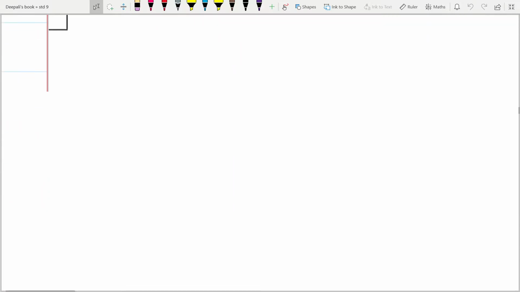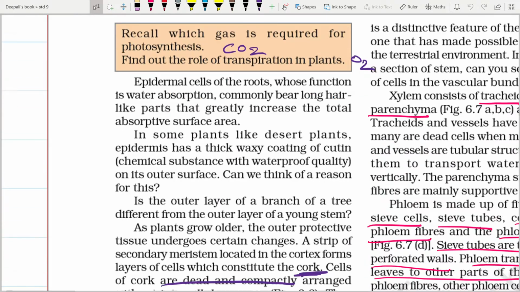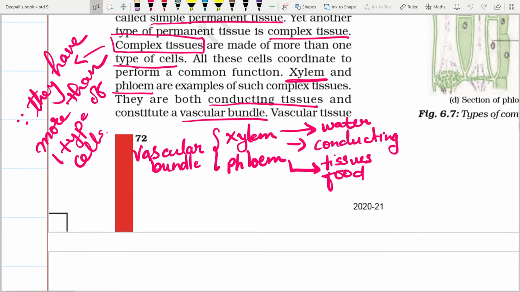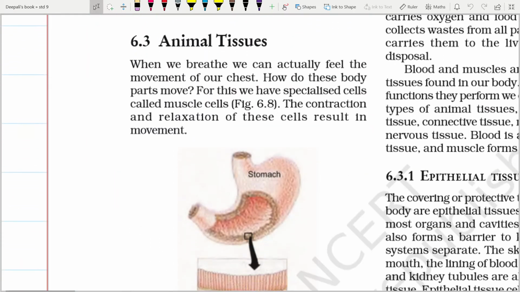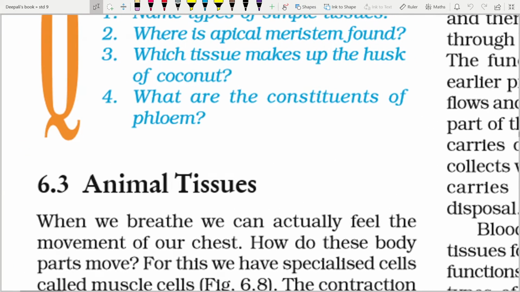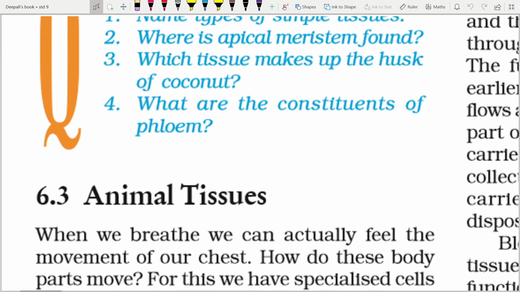We are very much familiar with the term tissue. Tissue is a group of cells having a specific function and specific structure. We understood plant tissue. Now let us move on towards animal tissue.